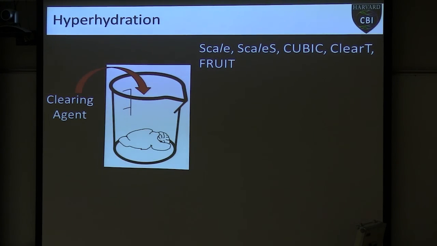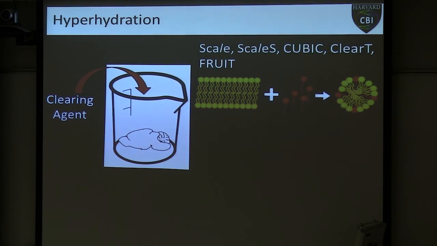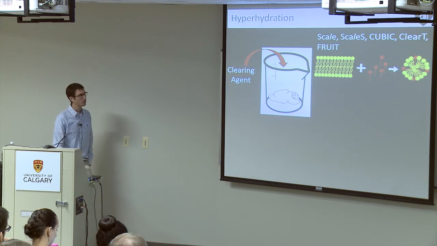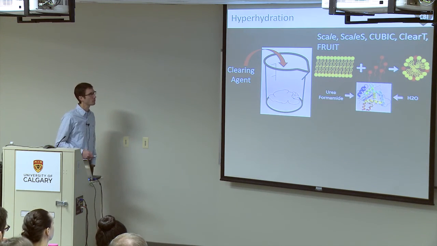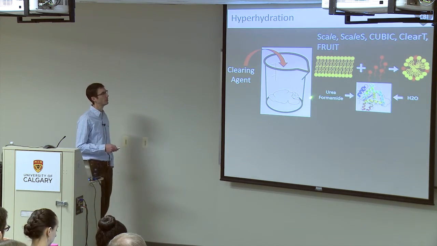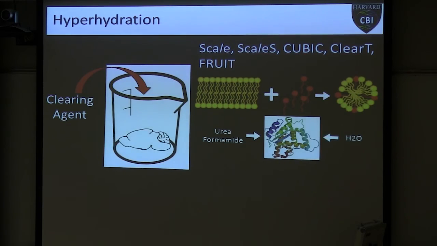ScaleS then just recently came out. There's a couple of versions of CUBIC, and CLARITY, and FRUIT all use this. The big difference here is that, at varying degrees, these different techniques introduce some detergent to form some micelles and get some of that lipid out of your sample. But the other thing that they use is urea or formamide, which can actually penetrate into the hydrophobic regions of protein through osmosis. That brings in water, loosens up that structure a bit, and reduces its overall refractive index.